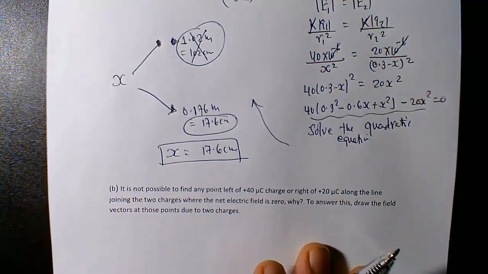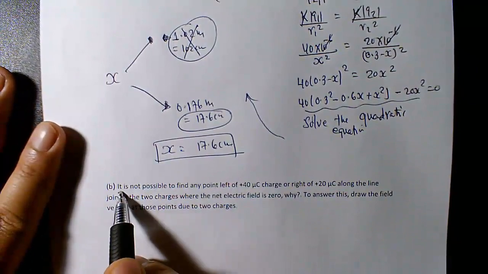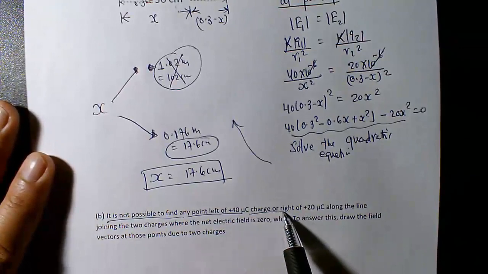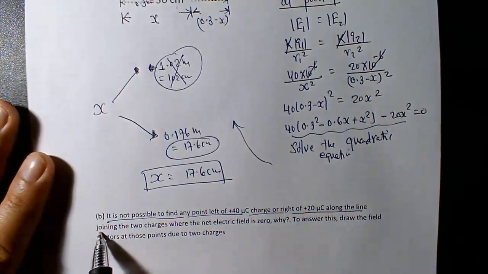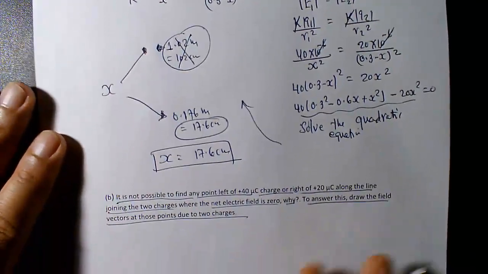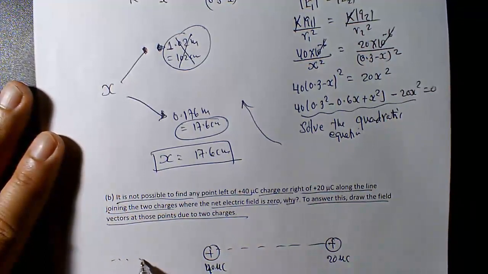Now part B is just conceptual. It says it is not possible to find any point left or right of this, along the line joining the two, where the net electric field is 0. Why? To answer this, draw the electric field vectors. So it's simply asking, let me draw the same picture. You have 40 microcoulomb, and the second charge is 20 microcoulomb. Let's draw the axis. This is the x-axis.